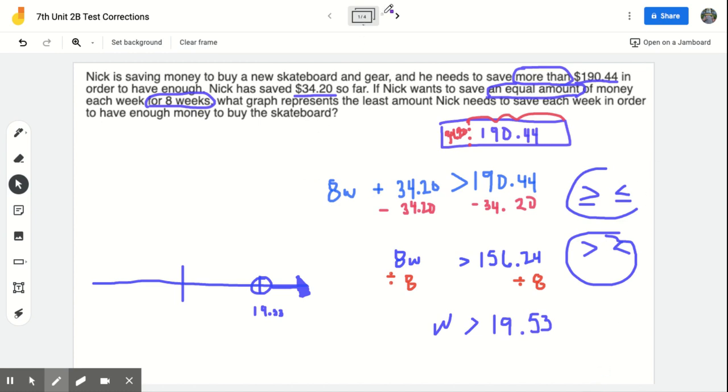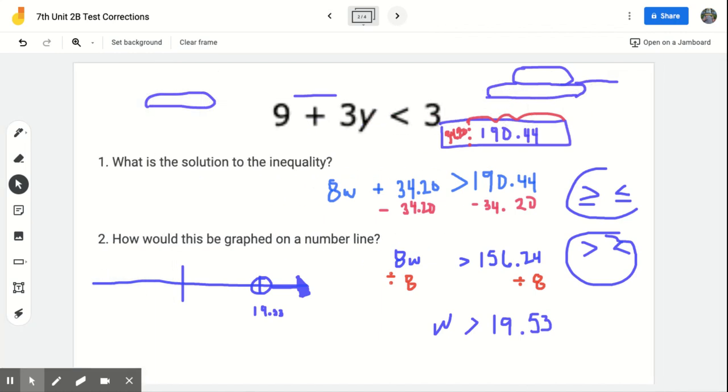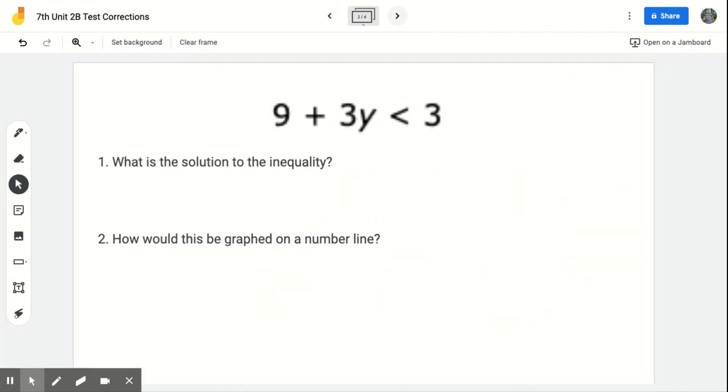All right. So on the next screen, you guys are going to be seeing some questions. It'll pause the video for you and you'll have to solve those. So here's the problems that you'll need to solve. Find the solution. So y is less than what? And then how would it be graphed on a number line?